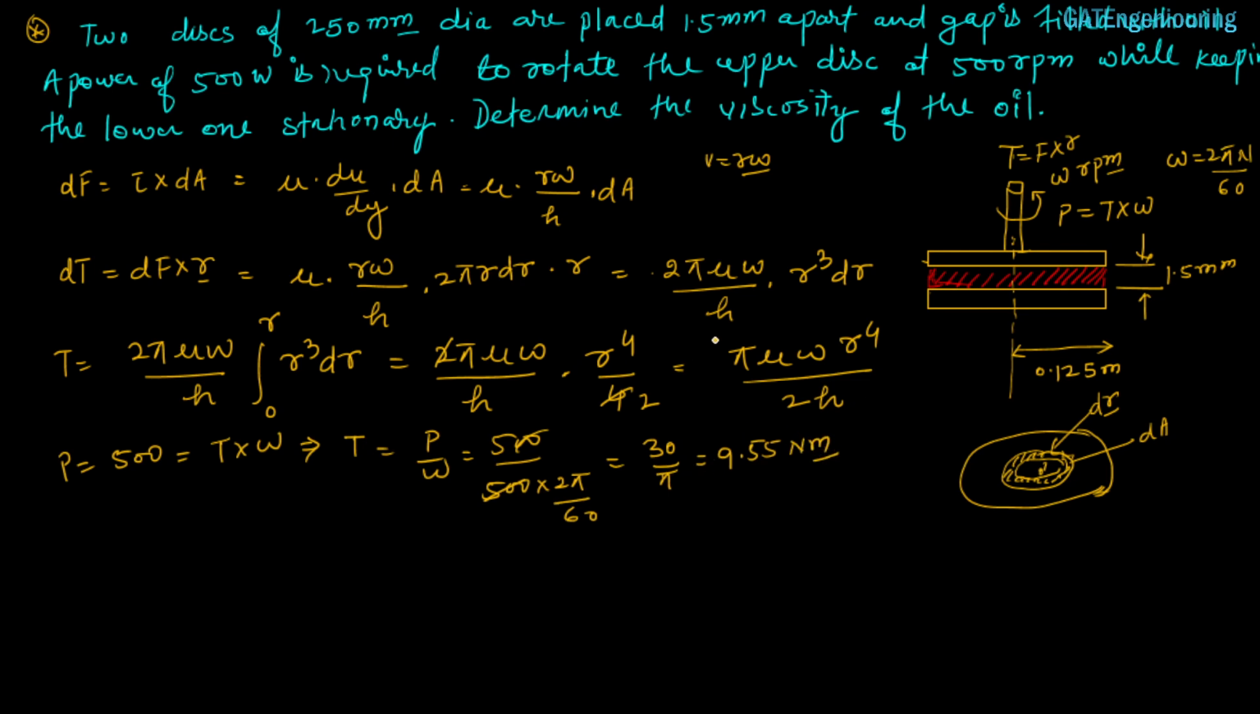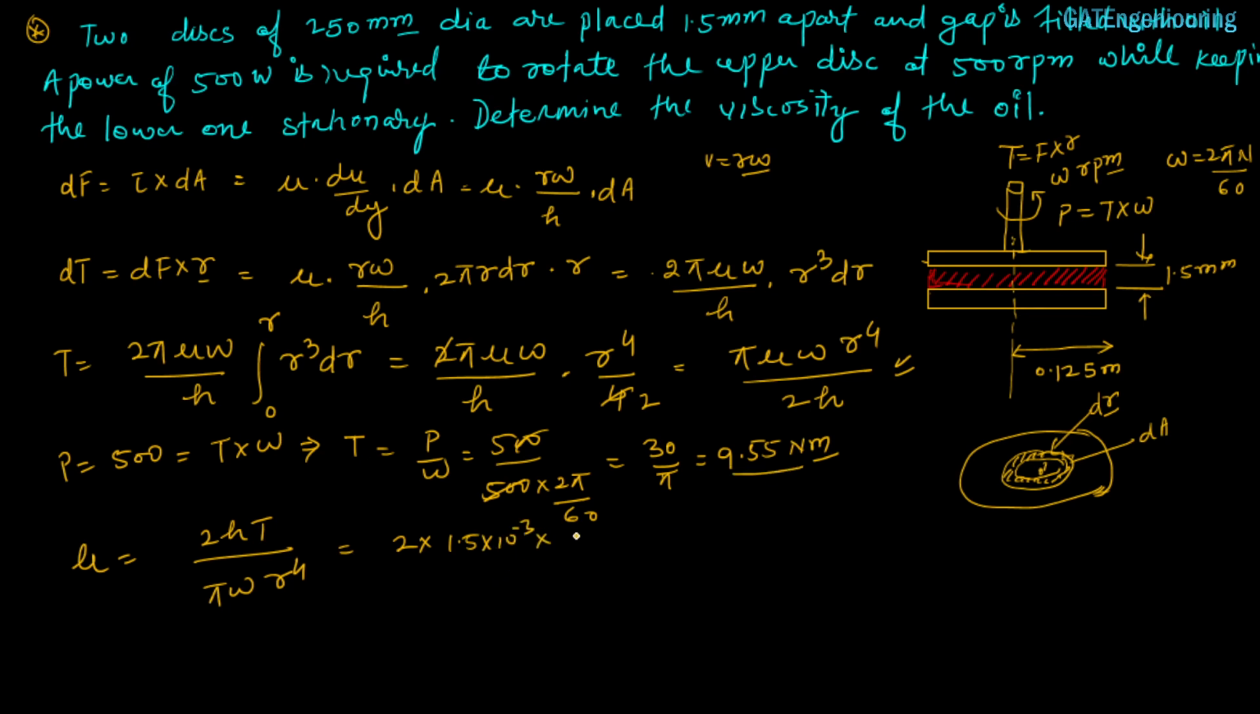If I equate this value of torque with this equation, before that I can rewrite this equation for viscosity. So viscosity mu is equal to 2hT upon pi omega R power 4. In this expression I can put my values, and that will give me the answer for the viscosity. So 2 into h, which is 1.5 mm, that is 1.5 into 10 raised to power minus 3.